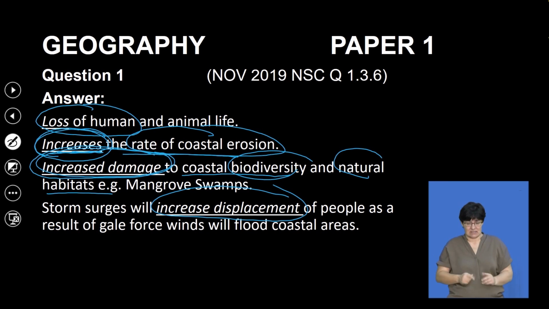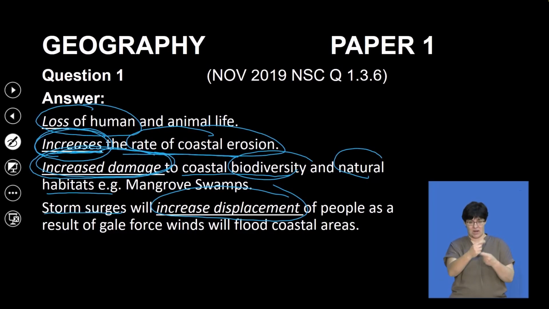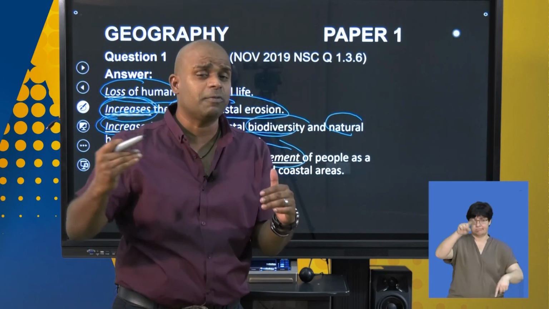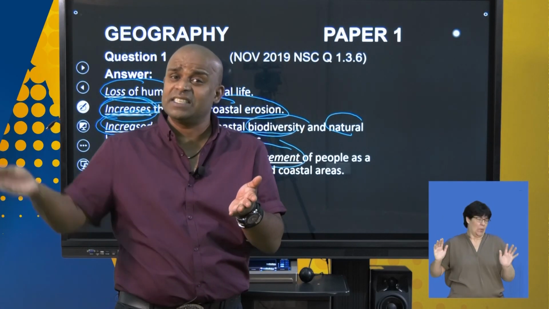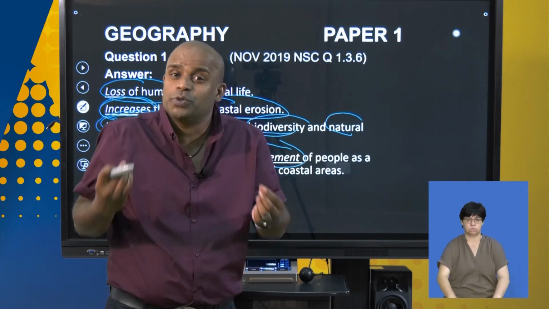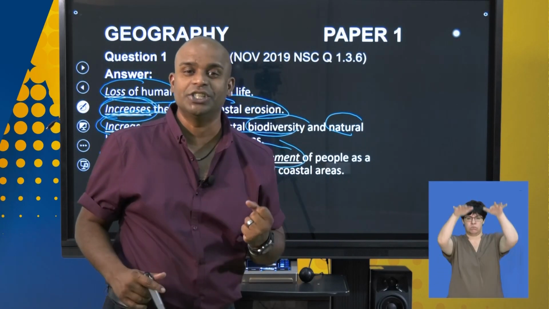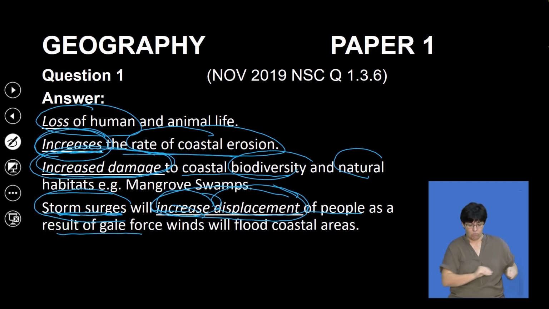Note how I've integrated my physical response into one answer. Storm surges, and remember these are your high waves. As a result of the gale force winds associated with the tropical cyclone, high wind speeds result in higher waves. And what do these waves do? Create tsunami-like heights and destroy coastal regions. So we refer to them in geography as storm surges, and note how it's qualified. Increased displacement of people as a result of the gale force winds will flood the coastal areas.